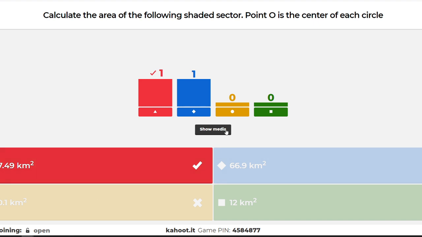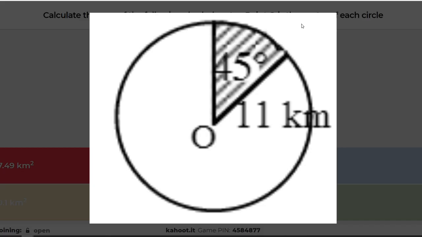All right, one person got it right. Only 2 people answered. That's even more concerning. Let's see. So sector area.